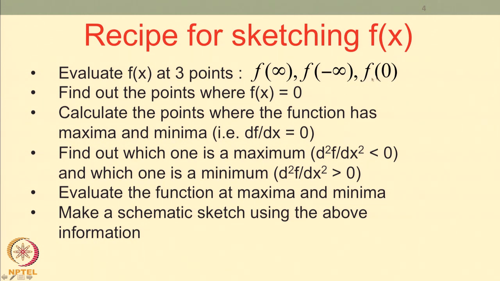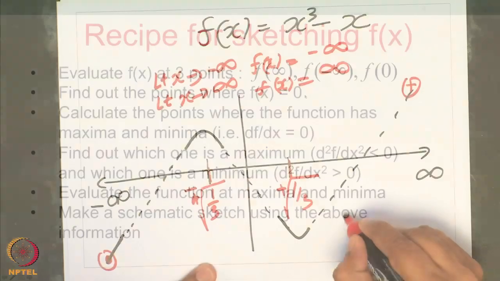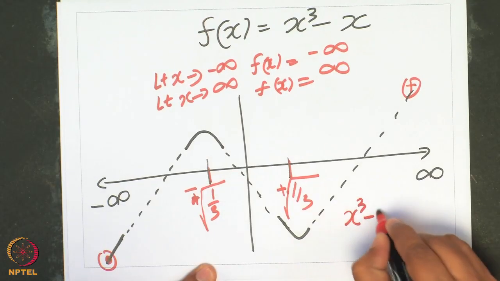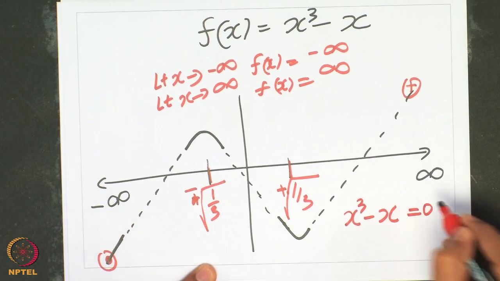So, this would help us, even though we haven't done it so far, the function at 0 will help us plot it more precisely. Find out the points where the function is crossing 0. So, when f of x equals 0, if you know the point where the function is 0. So, let us come back here. We want to know where the function x cube minus x will be 0.